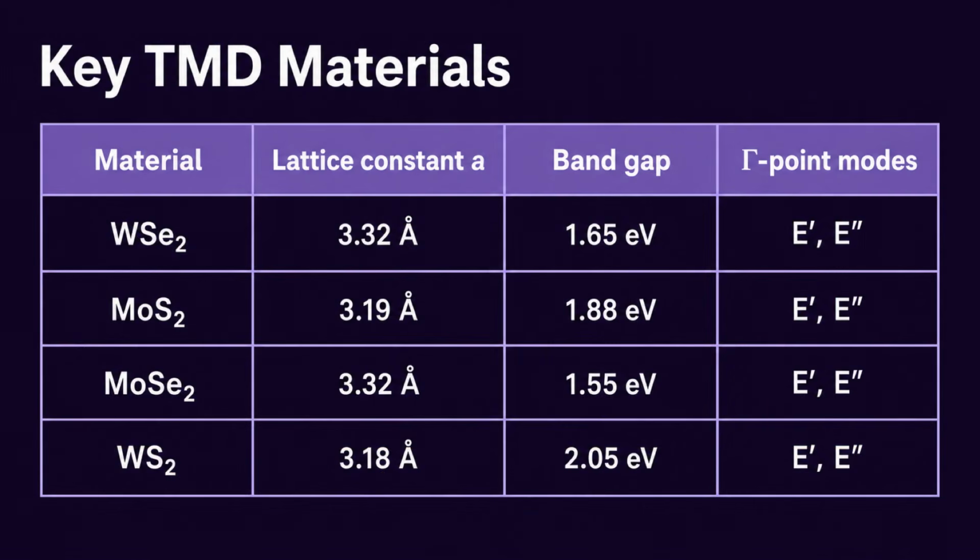Here are the key TMD materials and their properties. Tungsten diselenide, WSe2, has a lattice constant of 3.32 angstroms and a bandgap of 1.65 electron volts. Molybdenum disulfide, MoS2, has a lattice constant of 3.19 angstroms and a bandgap of 1.88 eV. Molybdenum diselenide and tungsten disulfide complete the family. All of these materials exhibit E' and E" chiral phonon modes at the gamma point.